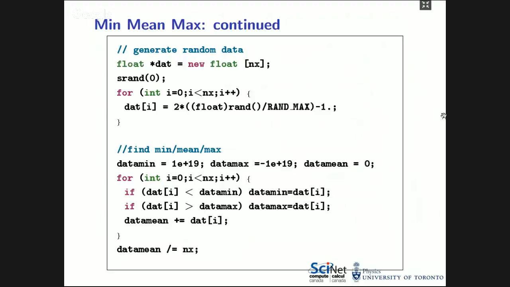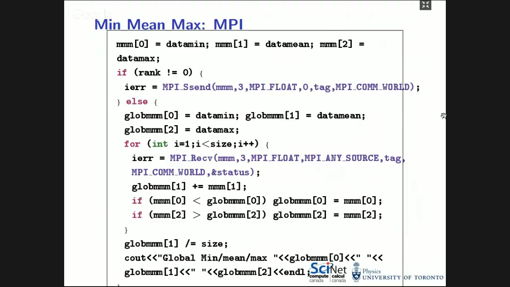Got some random generator here, just a bunch of data. Now I'm going to find the min, mean, and max of it. So I find min, mean, and max just by doing a typical sort of calculation here. There's nothing fancy here. Just looping over a series of data and storing some temporary data values, finding the mean, dividing it.